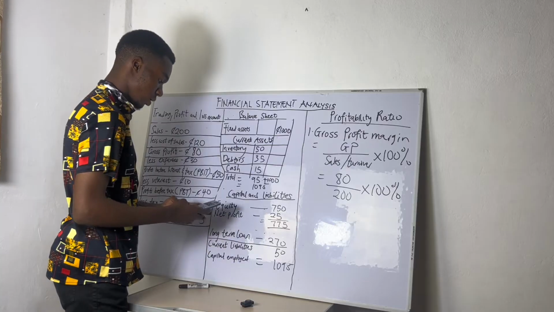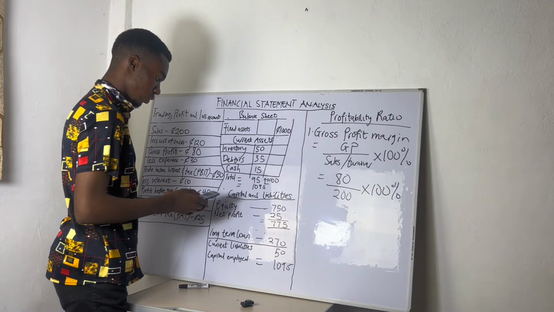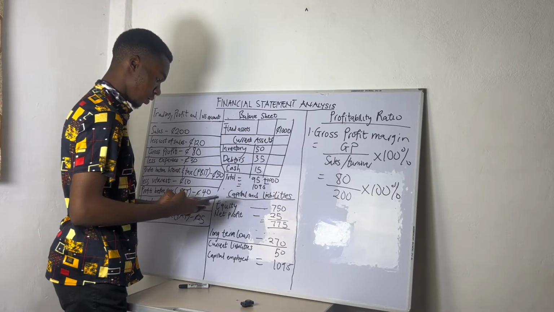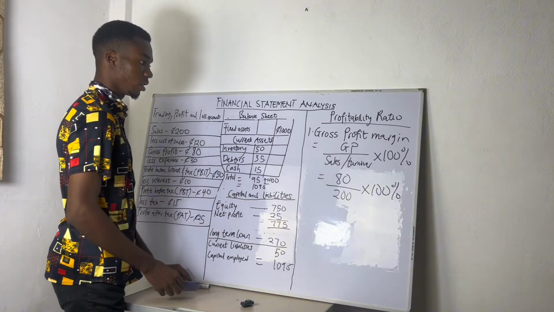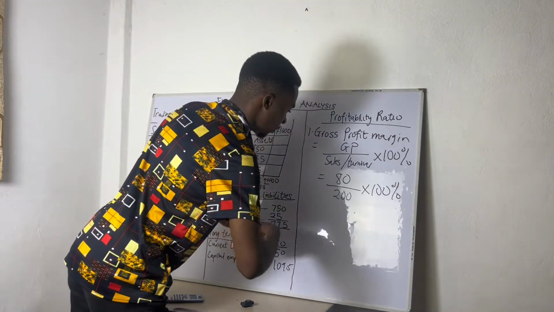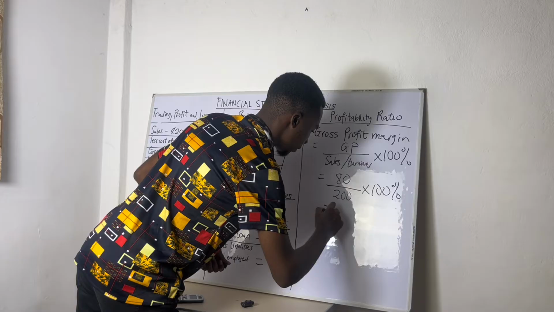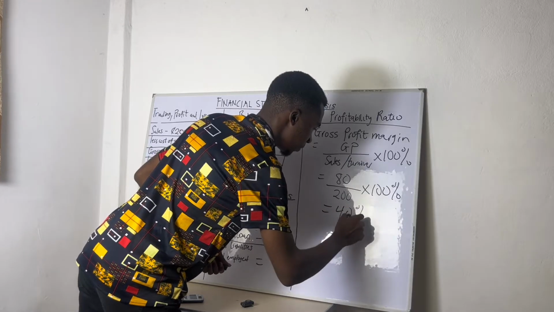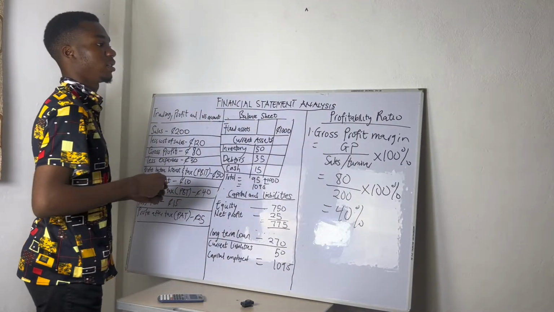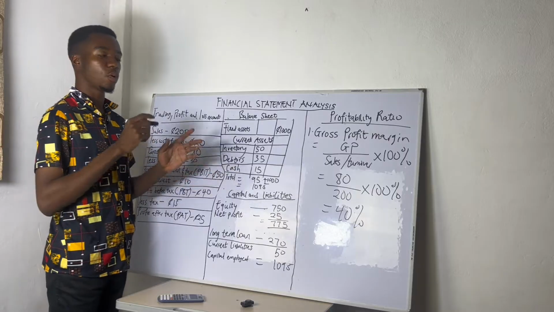So let's see what you get. 80 over 200 times 100%. So you have 40. So it means at the end of the day, you're going to get 40%. Make sure you always add a percentage. If the formula has percentage, make sure you always add it.